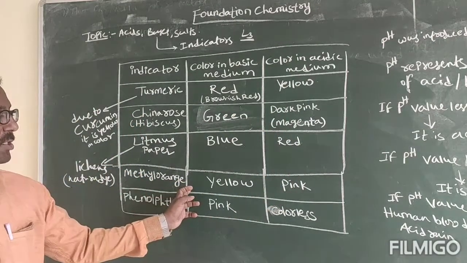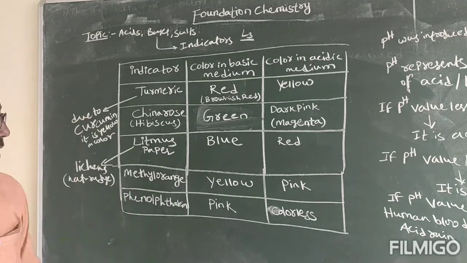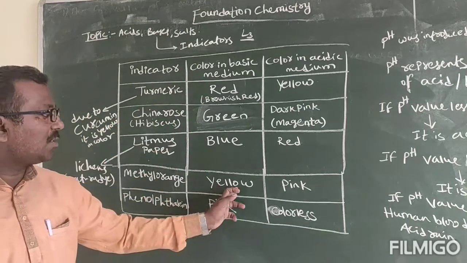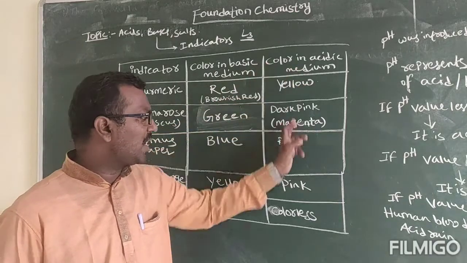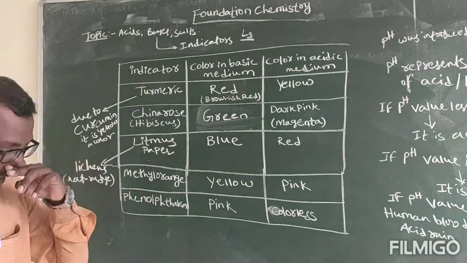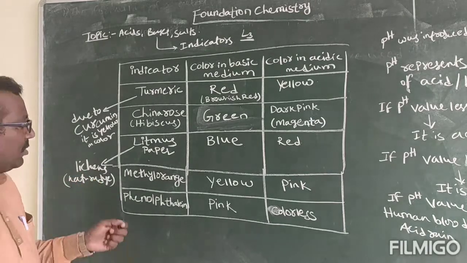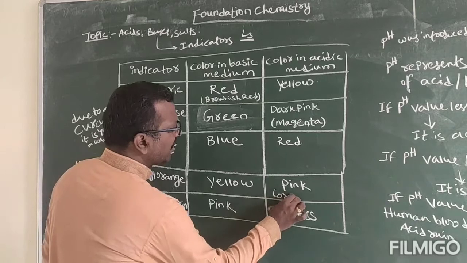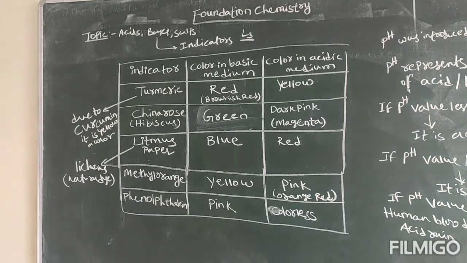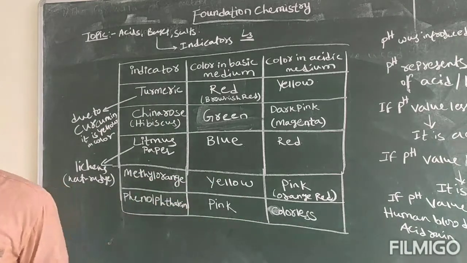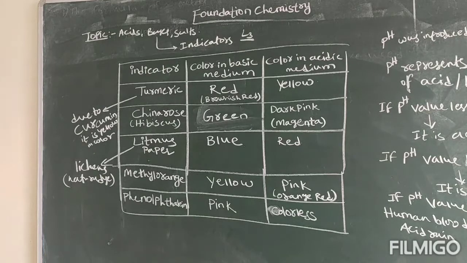Next, methyl orange, which is a synthetic indicator, meaning we have prepared it artificially. It changes its color to yellow when it is in a basic medium, and it changes its color to pink when it is in an acidic medium. In some cases we also call it orange red. Generally methyl orange is orange in color, intensified as orange red, that is pink color.